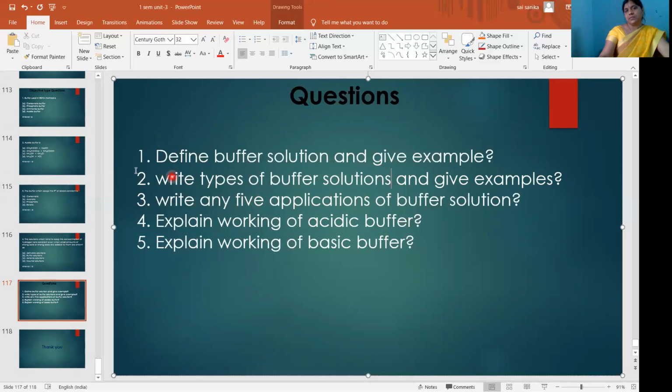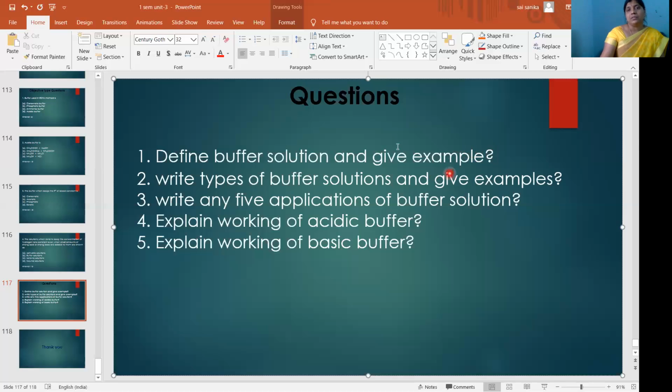But among these, very important or frequently asked questions, maximum repeated questions, these two, 1 and 3. Define buffer solution and give example. Or directly write the acidic buffers, examples for buffer solution. Like that also you'll get for 1 mark question. Write the examples for buffer solution. So buffer solution means you can write any buffer, acidic or basic. Write the example for acidic buffer means only acidic buffer example. Write the example for basic buffer means only basic buffer. And any buffer solution means you can write the example either acidic buffer or basic buffer.